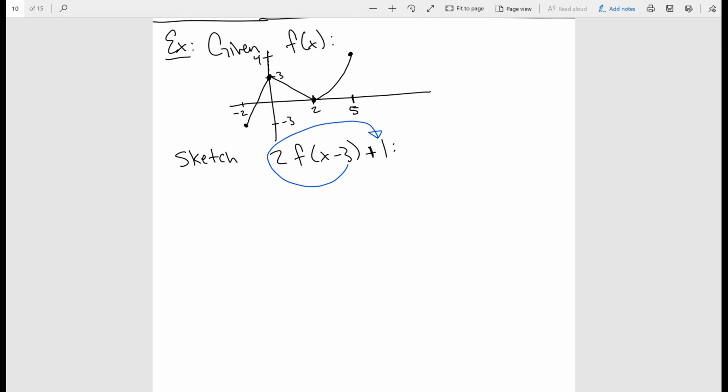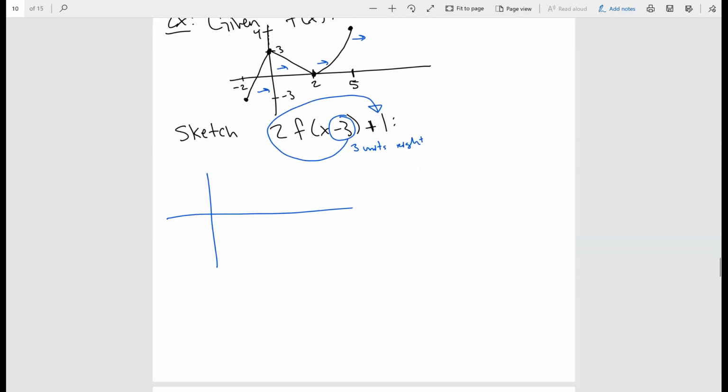Okay, so the first thing that I want to do is shift this 3 units, and this is going to be 3 units to the right. So basically what I'm doing is that this entire graph is going to be moving 3 units that way. Okay, so let me start off. And in this case, it's all horizontal, so it's all the x values.